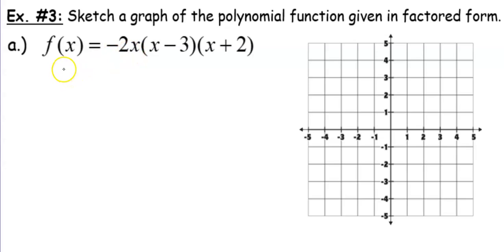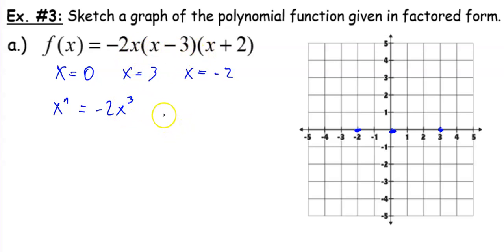We are going to have a 0 when x equals 0. We're going to have a 0 at x equals 3, and we're going to have a 0 at x equals -2. So we have a 0 here, here, and here. Well, what we want to try to figure out is our x to the n. First off, we know what a is. A is -2 because of that 2 in front. But how many x's are there? 1, 2, 3. So this is going to be an x to the third.